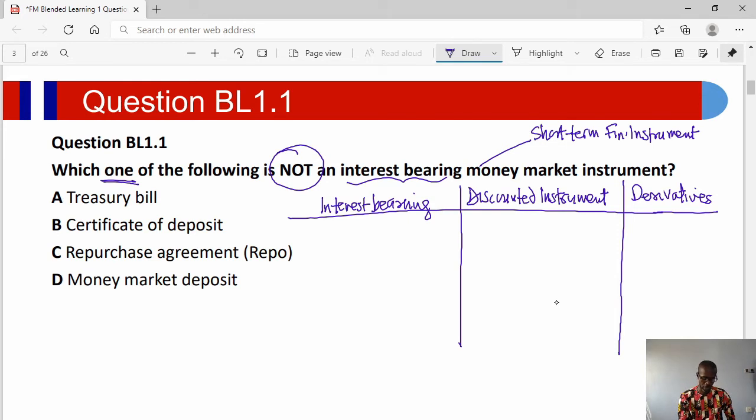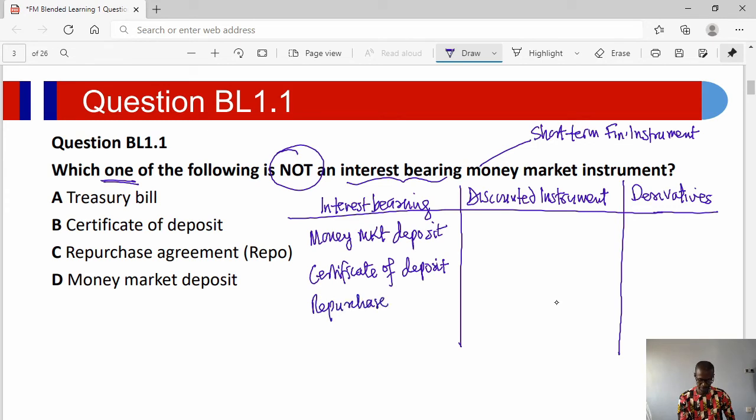So in no particular order, we have something like money market deposit. Another interest-bearing instrument is certificate of deposit. We call it CD. Certificate of deposit. Then we also have repos. We have repurchase agreements.